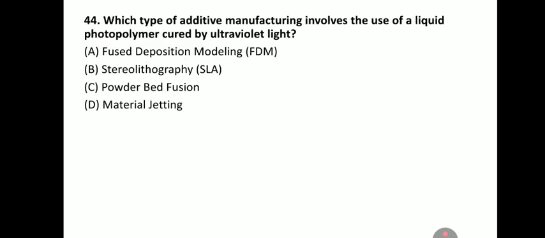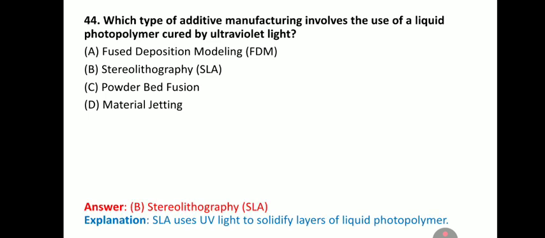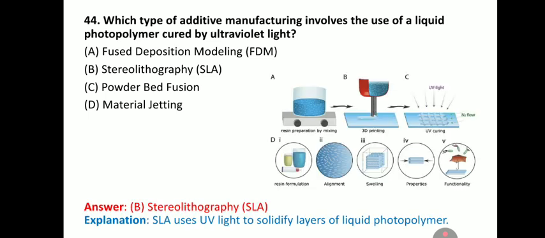Next question, which type of additive manufacturing involves the use of liquid photopolymer cured by ultraviolet light? The answer is stereolithography. Stereolithography uses UV light. Here you can see the entire process of stereolithography.